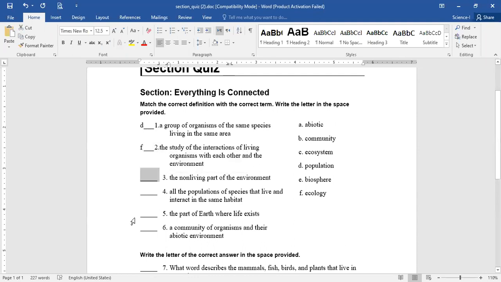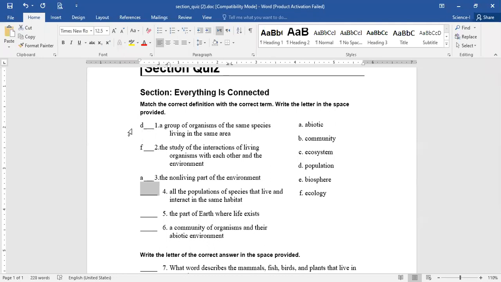Then we pass to question number 3. We said that non-living parts of the environment, what do we call them? Yes, Mehad. Abiotic. Abiotic. Good. All populations of species that live in and interact in the same habitat. So what do we call this? Different populations, they form. Yes, answer question number 4.